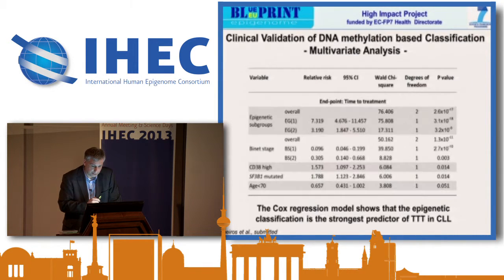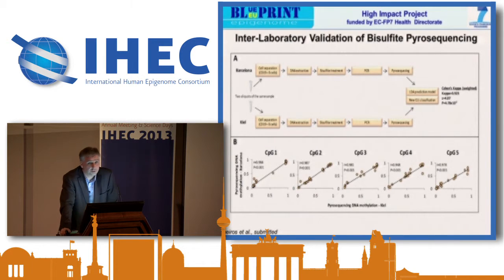Now, the ultimate proof for prognosis is obviously the multivariate analysis, including all the clinical data, like Binet stage or the CD38 expression. And what you can see here from the analysis is that the epigenetic subgroups still have a high discriminatory power. And in the Cox regression model, the epigenetic classification was the strongest predictor of outcome in CLL. Now, if you want to apply this in a diagnostic setting through different laboratories, you have to test it in different laboratories, and this is actually the final part of the study we did.